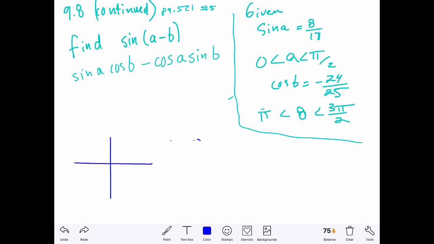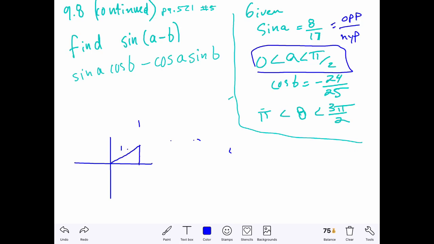Well, it tells us sine A is 8/17, and remember that's equal to opposite over hypotenuse. And it's also found in this quadrant. In other words, A is greater than 0 and less than pi halves, so it's in the first quadrant. Okay? So I'll draw my triangle. Not to scale. 17, 8.